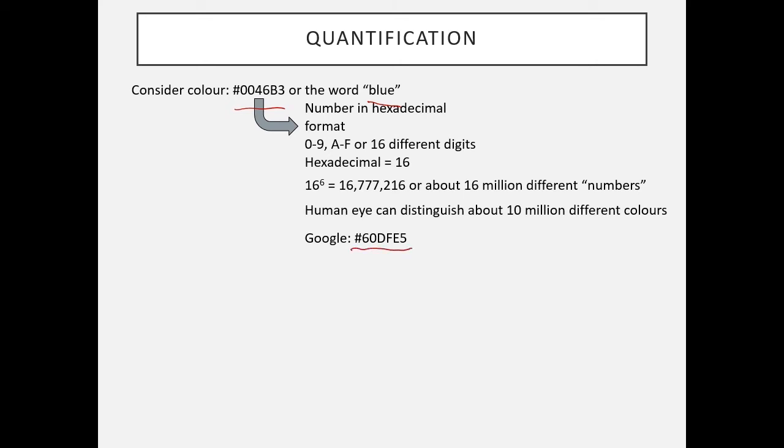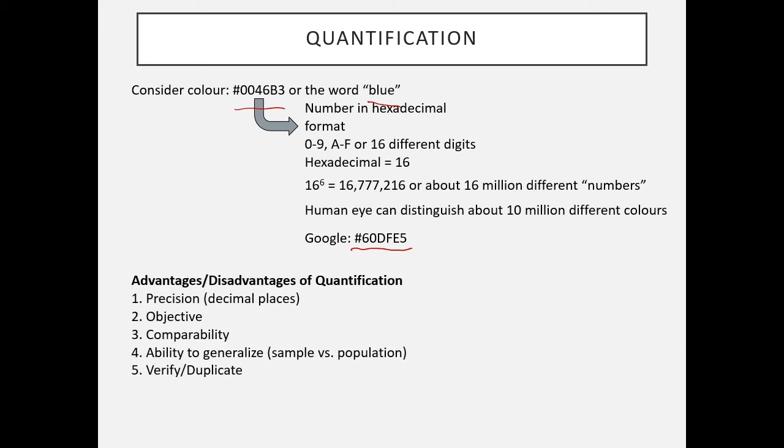Just for curiosity, if you want to, you just take this number here, 60DFE5, and type it into Google. By the way, Google search knows all about this, and so the guys that did the coding for it must have had a bit of fun because you can look at different colors according to these different schemes.